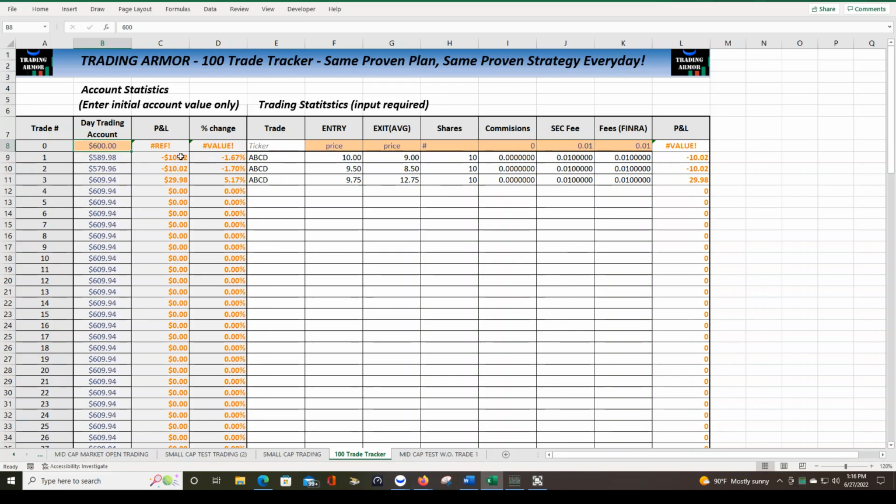And you can see I've already put in some example trades here, and the first 2 trades lost and the third trade worked out. So this would have all taken place on the same day, but again, doesn't really matter. That's all already decided by the trading plan and strategy. So we just need to track the trades and make sure that after 100 trades, things are still working out and still profitable.